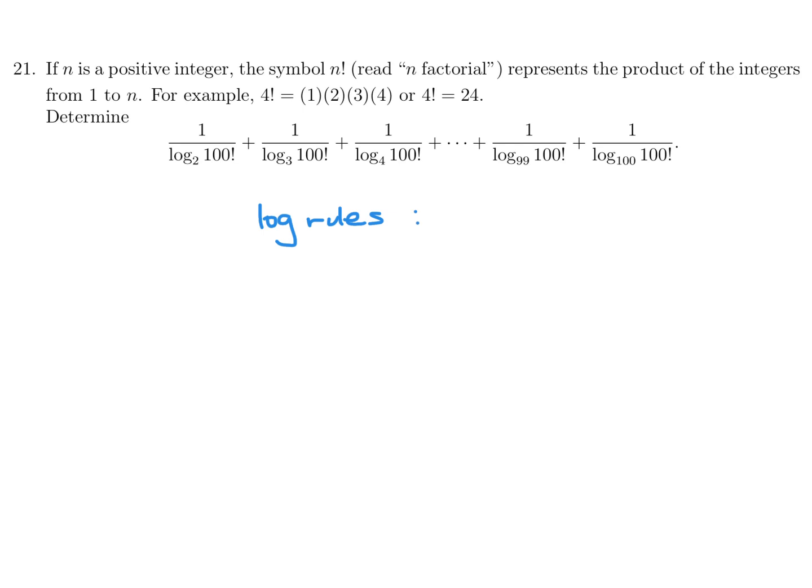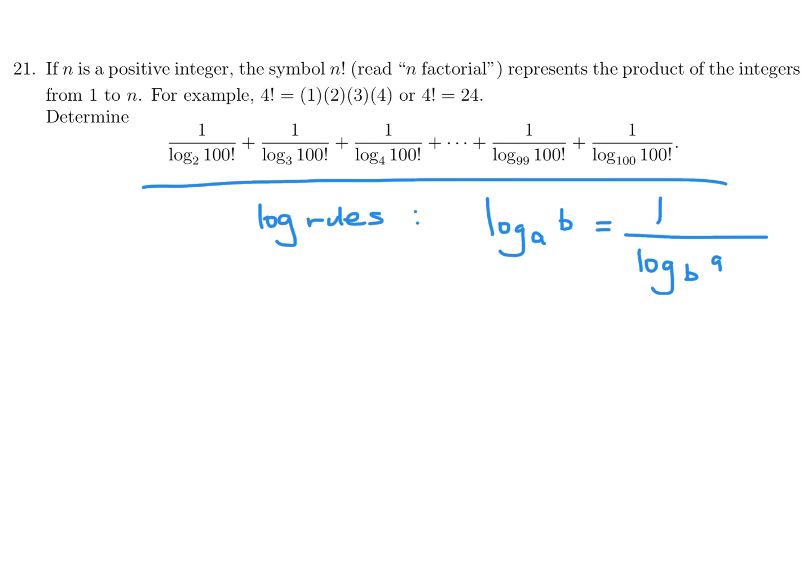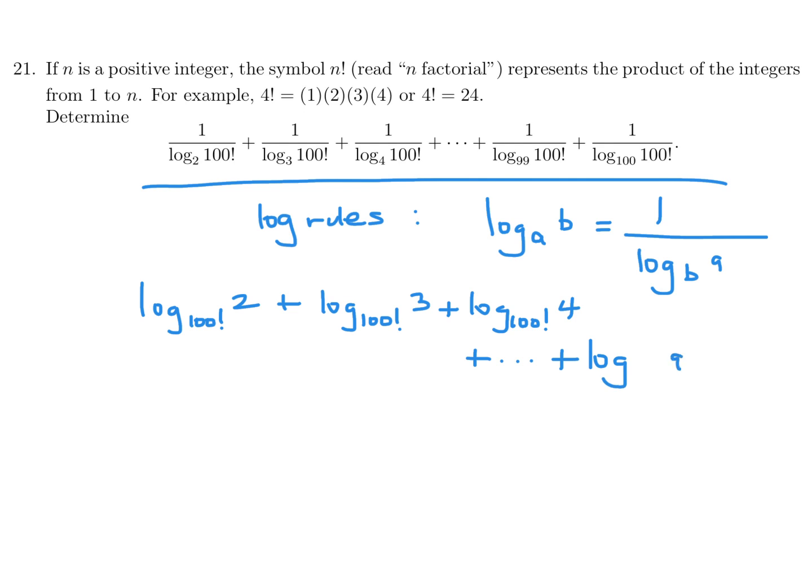So the first log rule is this one, that the log of b to the base a is equal to 1 over the log of a to the base b. So if I apply that to all of those, each of those then becomes log of 2 to the base 100 factorial, plus the log of 3 to the base 100 factorial, plus the log of 4 to the base 100 factorial, and so on, all the way to the log of 99 to the base 100 factorial, plus the log of 100 to the base 100 factorial.